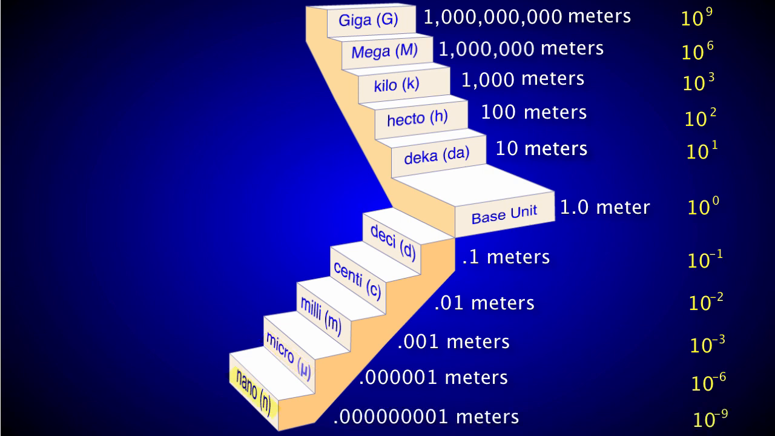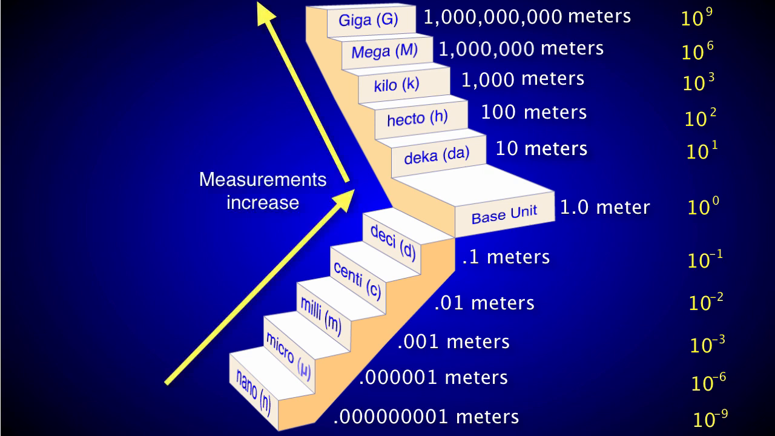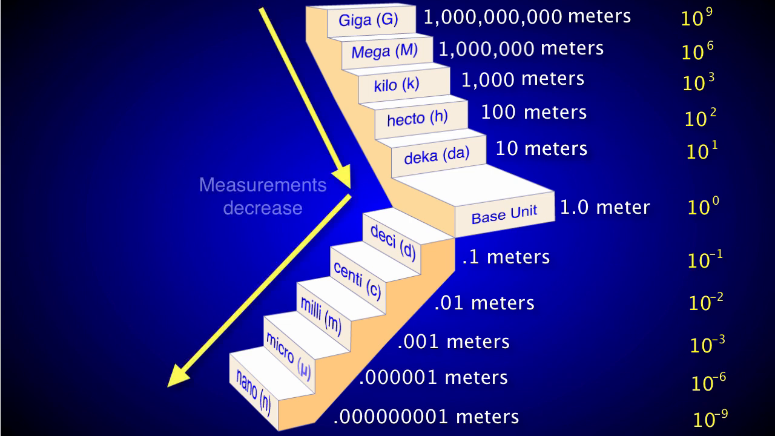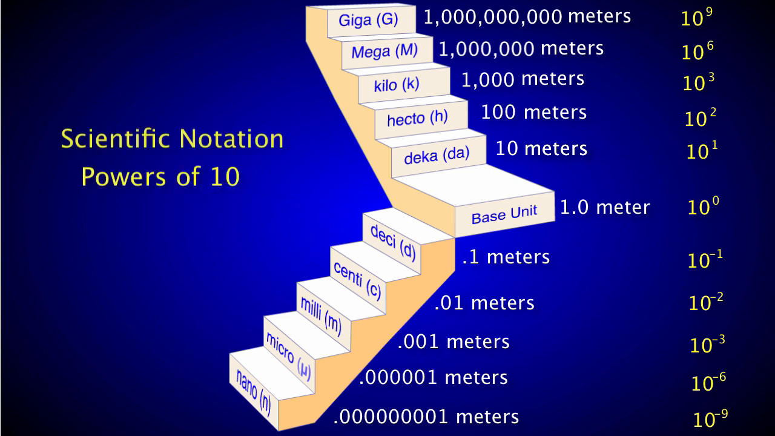Let's do a quick recap of what we've covered so far. Remember that as you move up the metric staircase, measurements increase by factors of 10, and as you move down the metric staircase, measurements decrease by factors of 10. The power of 10 tells you how many places to move the decimal point. A positive power tells you to move the decimal point to the right, while a negative power means to move the decimal point to the left.